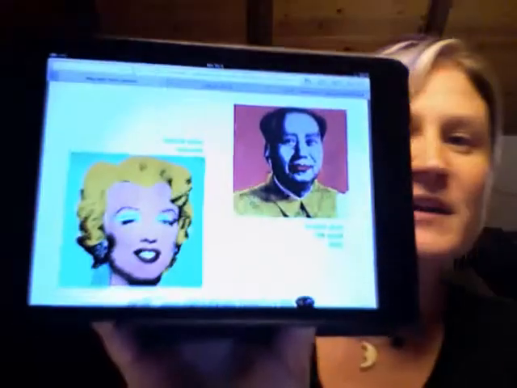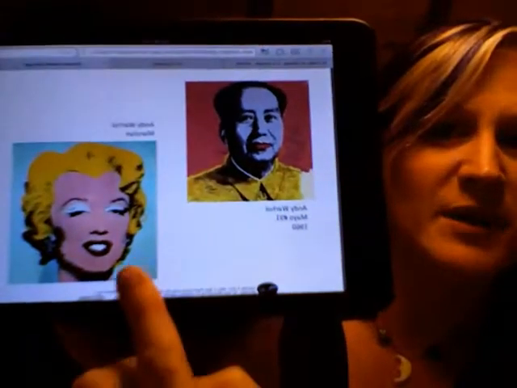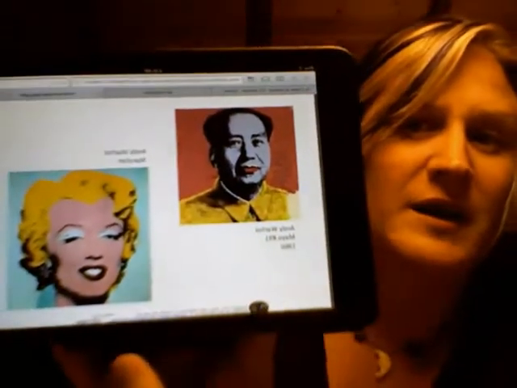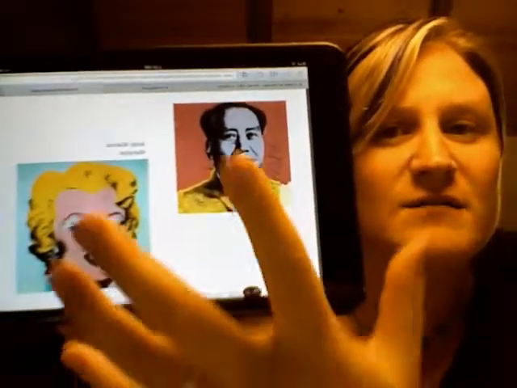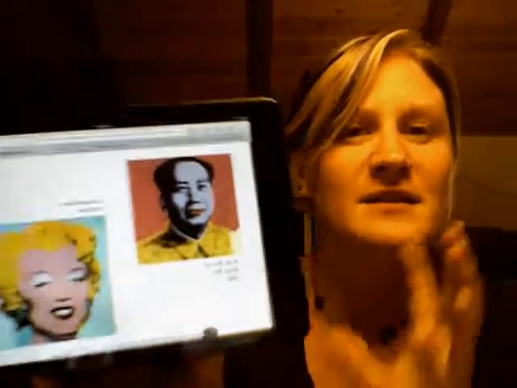And then here we go, Andy Warhol. A lot of people know who he is, but this is a couple of pictures he did, Marilyn Monroe and Chairman Mao. And this is very commercialized and very graphic. He uses a lot of bright, bold colors and simple palettes.